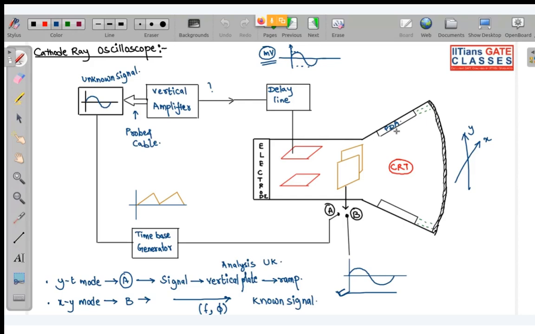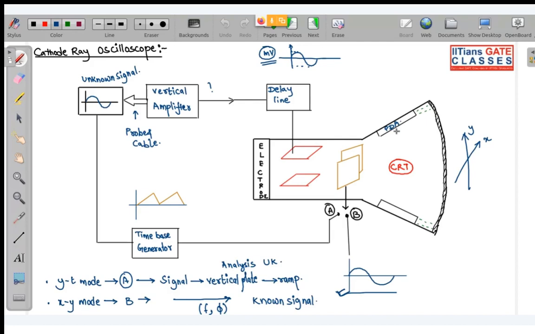Next point: probe and cable are used as connecting media to connect the unknown signal to the vertical amplifier.